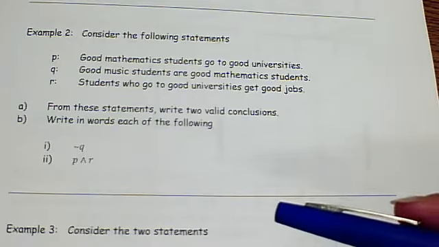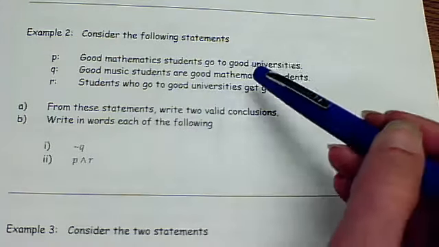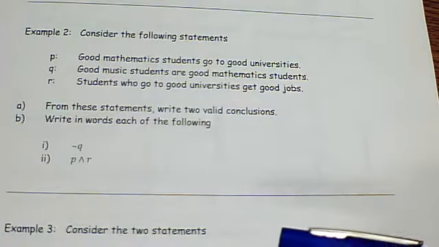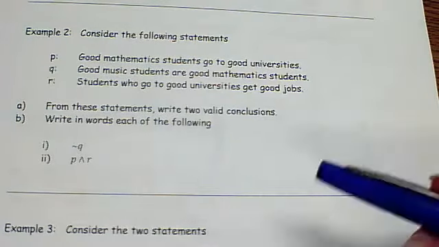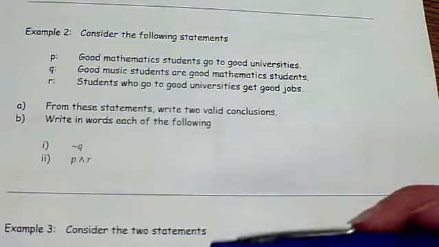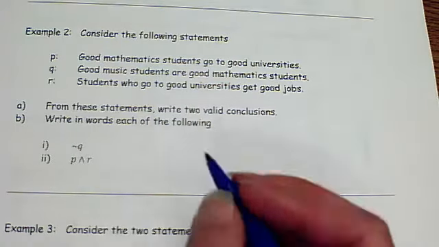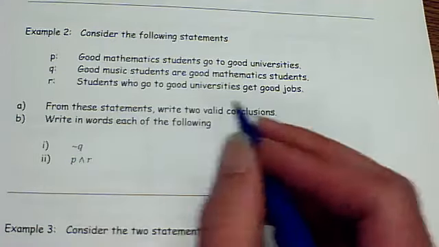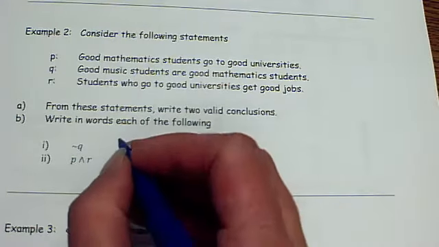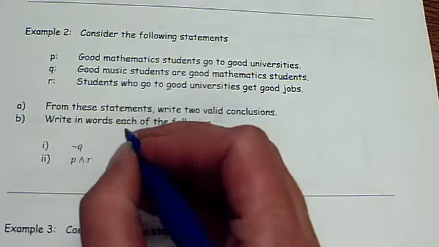Could you also say that good math students get good jobs? Could you even say that good music students get good jobs? Connecting them all together, you have a lot of options for a valid conclusion. But now let's look at these symbols. Now this one has a squiggle, but it means the same thing as that other symbol. This would be a not Q.